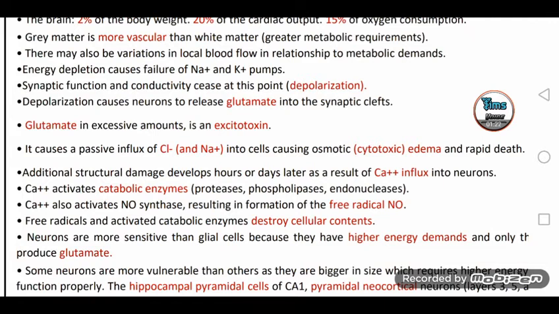It causes a passive influx of chloride and sodium into the cell, without any need of any energy. It causes a passive influx of chloride and sodium into the cell, causing osmotic or cytotoxic edema and rapid death. So because a lot of chloride and sodium, a lot of ions, are moving from the synaptic cleft into the cell, the water or the fluid in the extracellular compartment is going to follow these ions inside the cell, causing cytotoxic edema and rapid death.